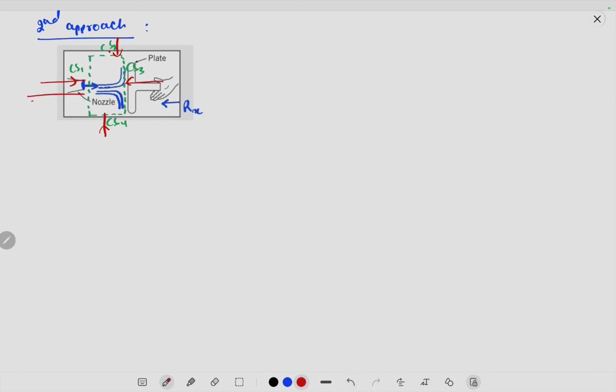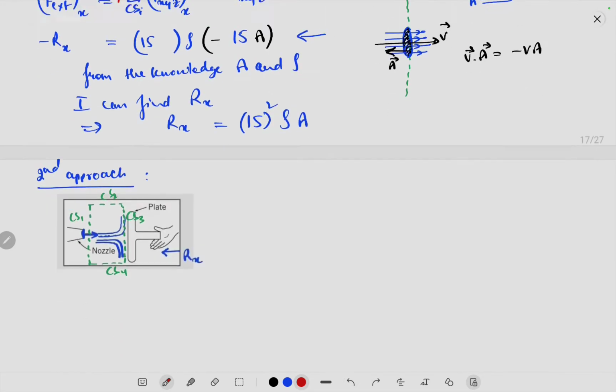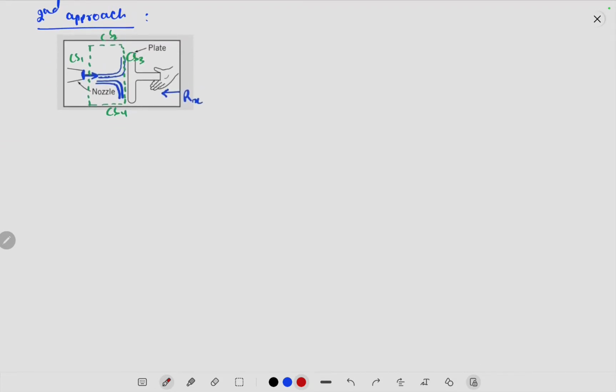And the force from this part and the force from this part would cancel out. So we'll not consider the atmospheric pressure, the force due to atmospheric pressure, currently in this problem.